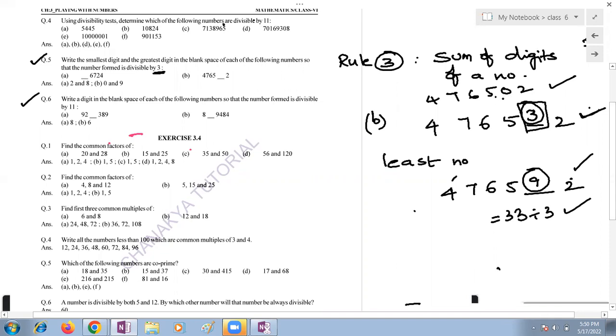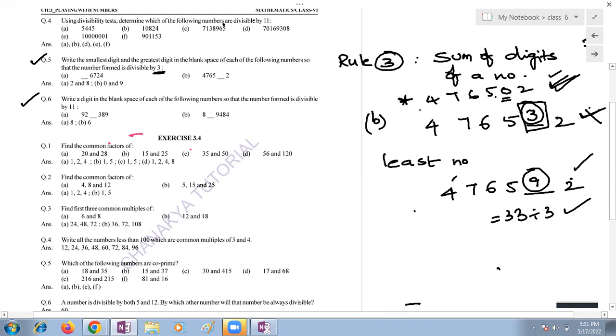Ma'am, telling that it should be divisible by 3. Yes, so it's divisible. 4 plus 7, 11, 11 plus 6, 17, 17 plus 5. Oh, yes, ma'am, it should be. So we cannot consider this. This is only we can consider. Very good, Vedant. Excellent.